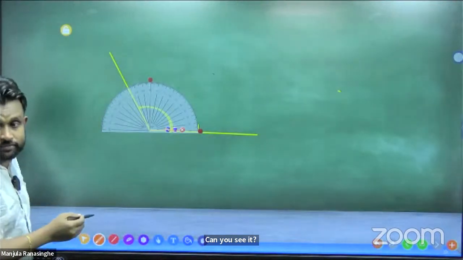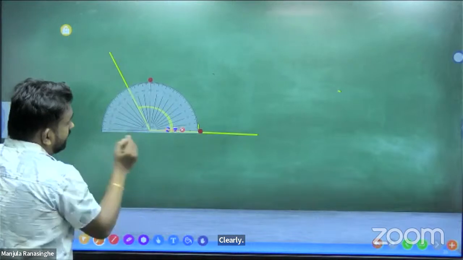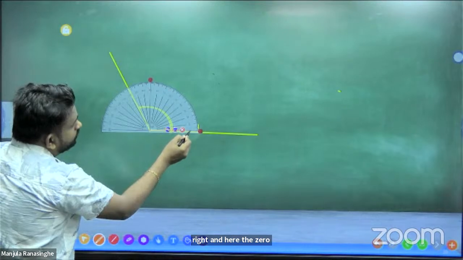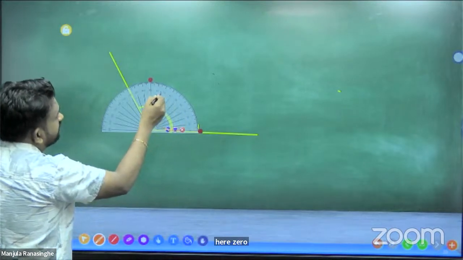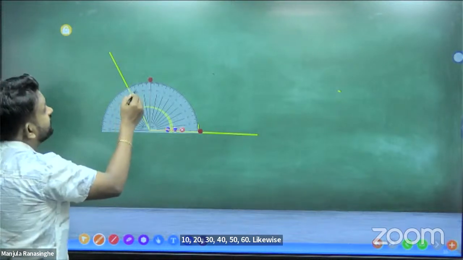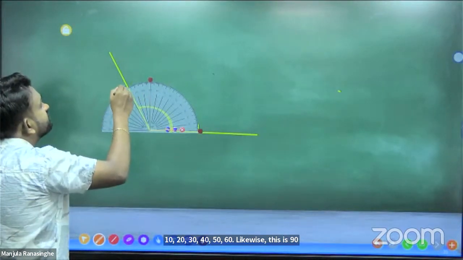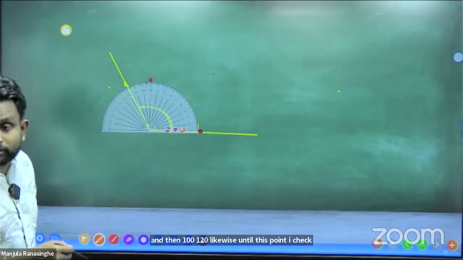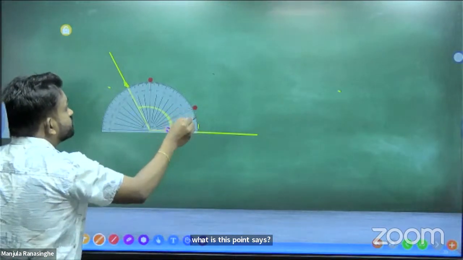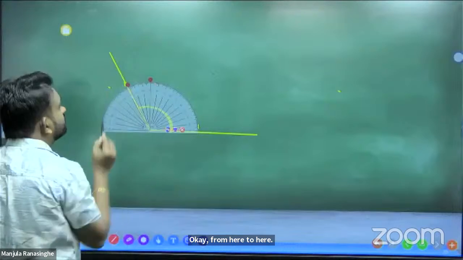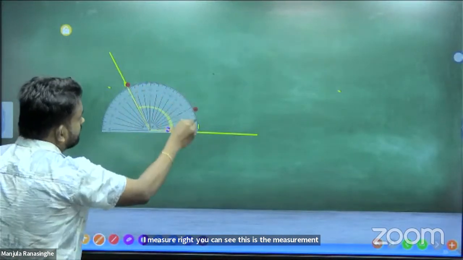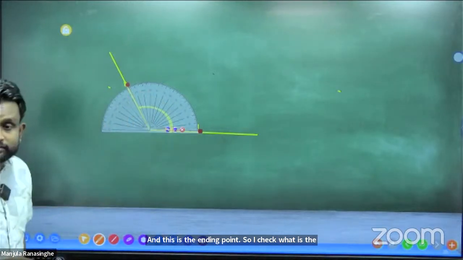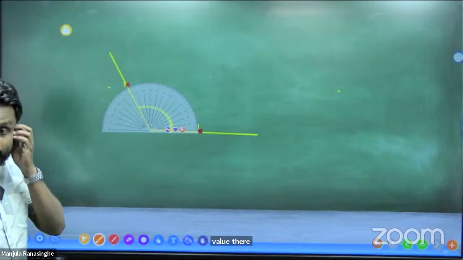Right. So I get the baseline here, and the 0 coincides with 0. Then I start here: 0, 10, 20, 30, 40, 50, 60. Likewise, this is 90, and then 100, 120. Likewise, until this point, I check what this point says. From here to here, I measure. You can see this is the measurement. This is the starting point and this is the ending point. So I check what is the value there. This is how you measure an angle. Everyone okay?